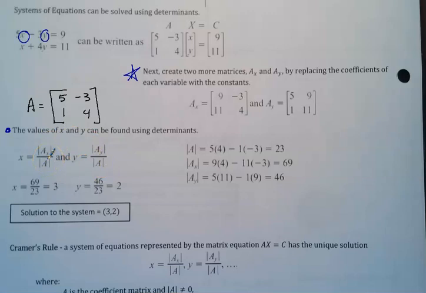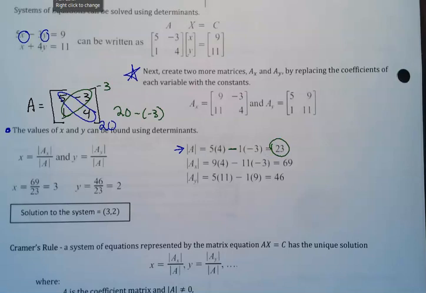But remember, these are 2 by 2, so it's a little bit easier to see. To find the determinant of A, we take the product of our major diagonal, 5 times 4, so 20, and our minor diagonal, 1 times negative 3 is negative 3, and we subtract them. So 20 minus negative 3 is the same thing as plus. That's how we got 23 here. We do the same thing for each of these.